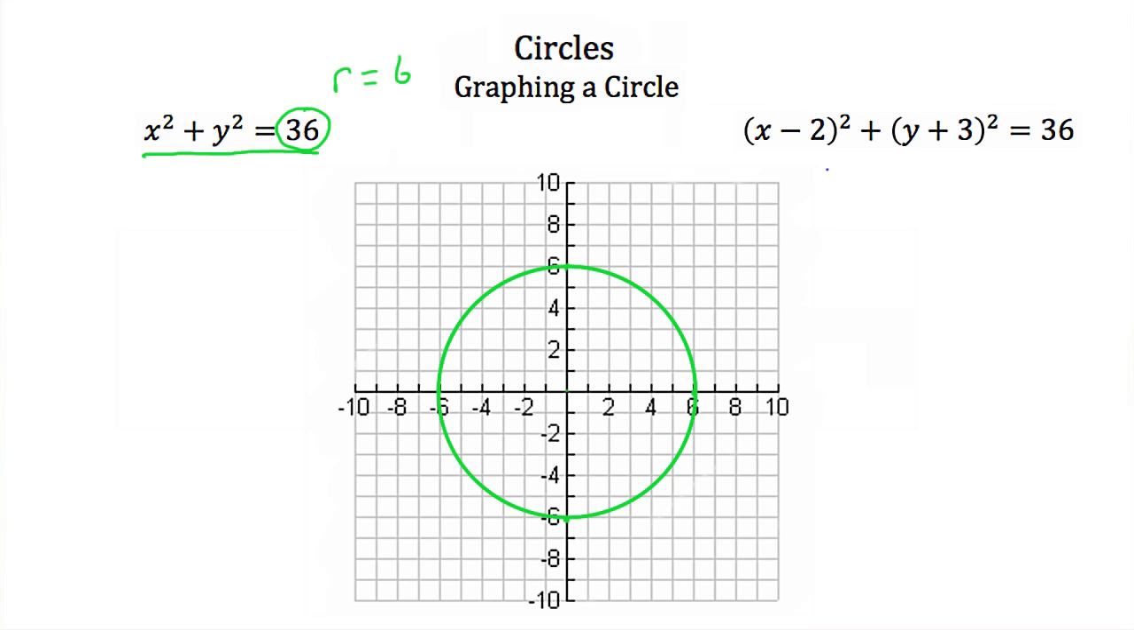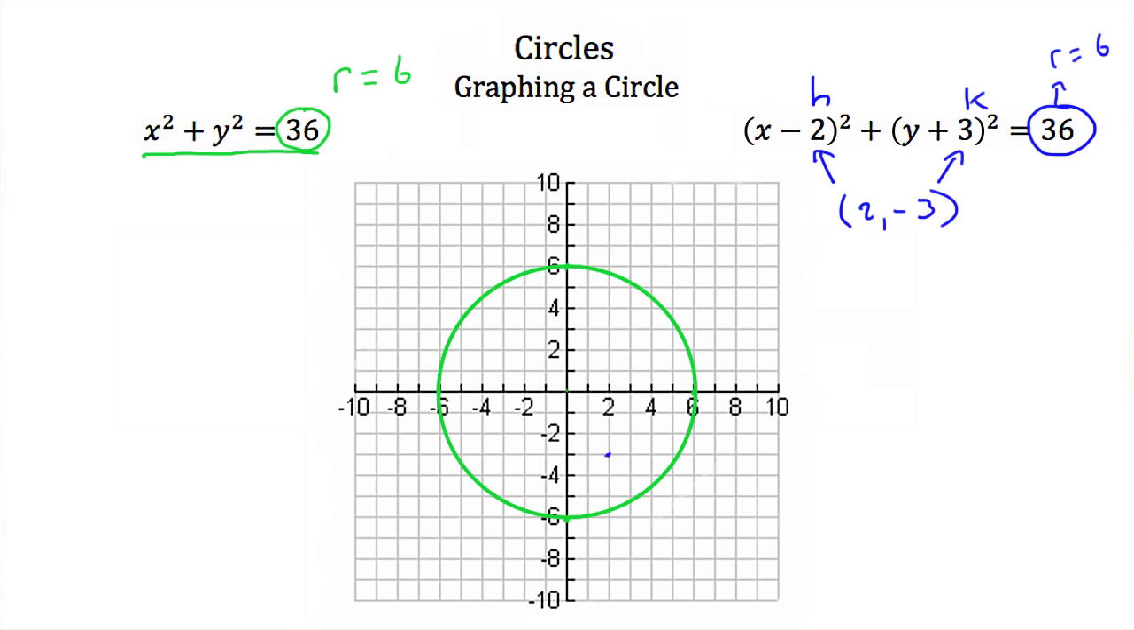Here we have (x - 2)^2 + (y + 3)^2 = 36. Here again, our radius is equal to 6. But our center now is at the point (2, -3), because this is h and that one's k. So if we go to our center, (2, -3), that's right there, and this is the center of our circle, and every point on this circle is 6 units away from that center.